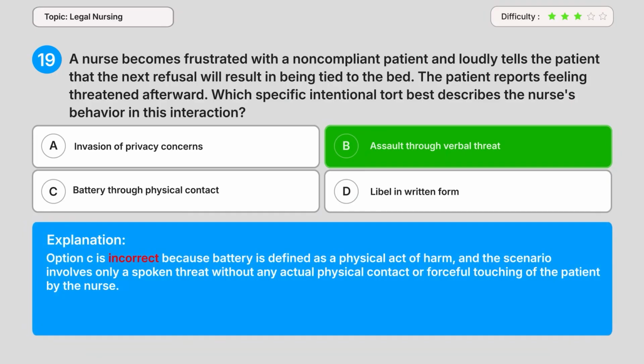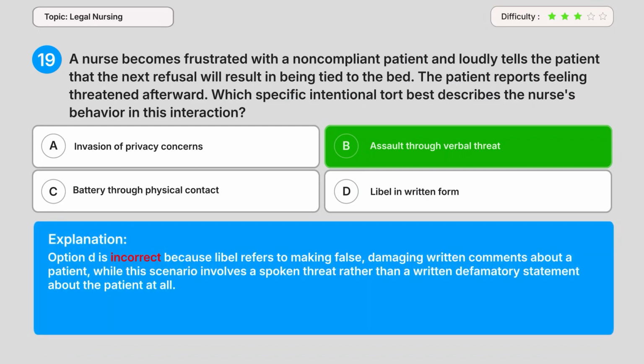Option C is incorrect, because battery is defined as a physical act of harm, and the scenario involves only a spoken threat without any actual physical contact or forceful touching of the patient by the nurse. Option D is incorrect, because libel refers to making false, damaging written comments about a patient, while this scenario involves a spoken threat rather than a written defamatory statement about the patient at all.